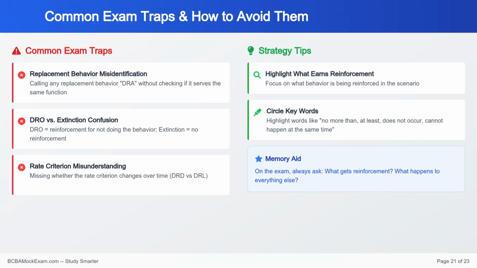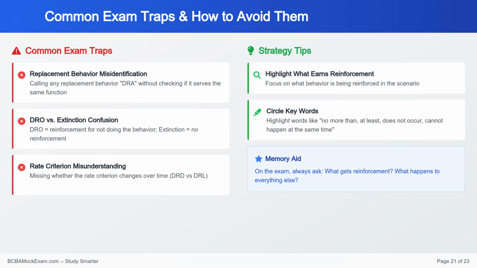Now let's move to the strategy tips on the right. First, highlight what earns reinforcement. Every time you read a question, ask yourself, what exactly gets reinforced in this scenario? Second, circle keywords such as no more than, at least, does not occur, cannot happen at the same time. These phrases are huge clues for identifying DR procedures.